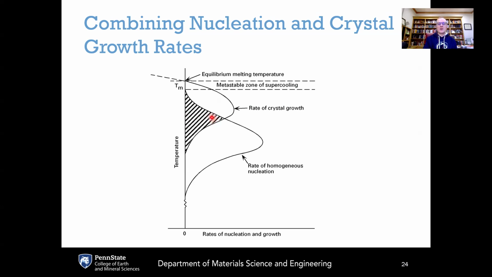So if you've got a large overlap here between the nucleation and crystal growth curves, that means it's very easy to crystallize if you hold the system at one of those overlapping temperatures.